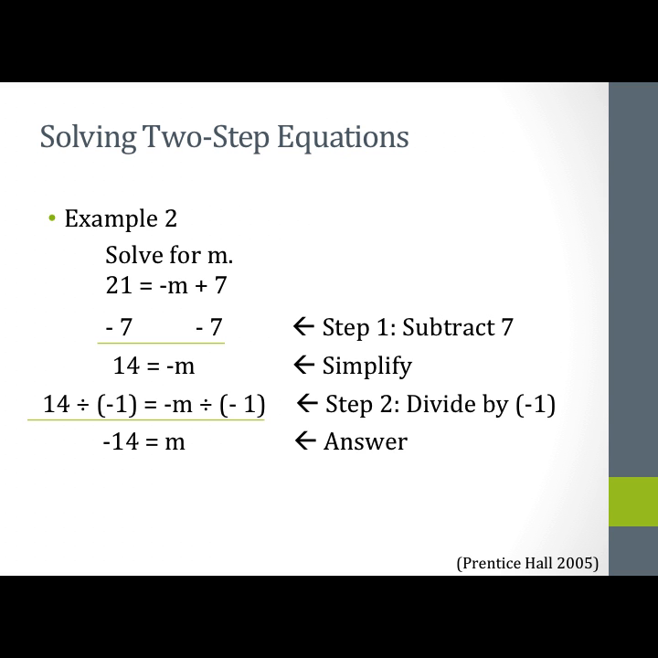So if it's actually saying negative 1 times m, we will have to perform the opposite operation, which in this case, if we're dealing with multiplication, the opposite is division. We need to divide both sides by negative 1, as seen here. So step 2 is divide by negative 1. If we simplify this then, we're going to have negative 14 equals m, which is our final answer. So we've had, again, the two steps there where we subtracted 7 and then divided by negative 1. And we're left with a positive variable and our answer.